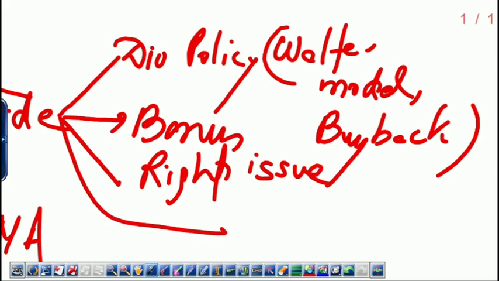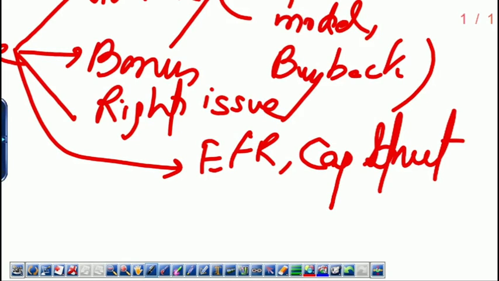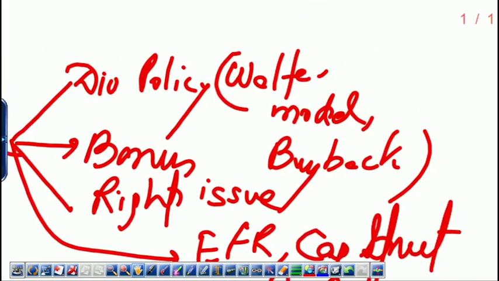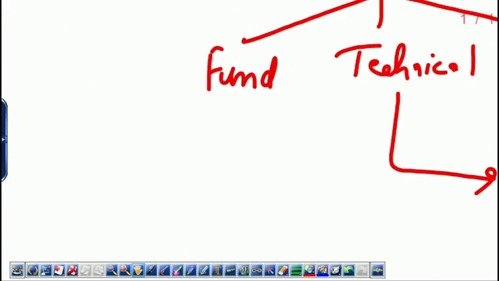And fourth is external funds required, capital structure and ratio analysis. A common sense idea of ratios. External funds required, capital structure and ratios, make sure you write these, because these are the stuff that we lose out, and they do come in the exam.